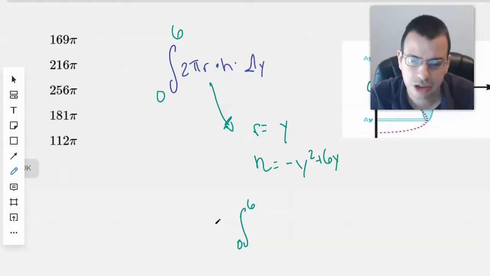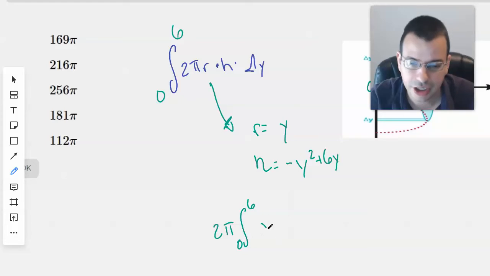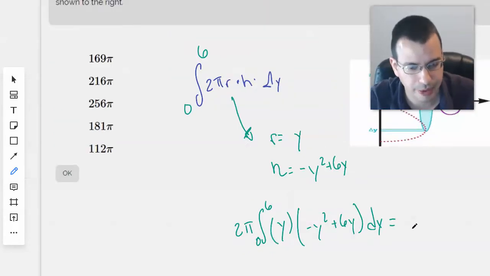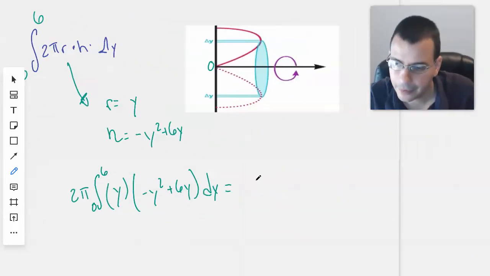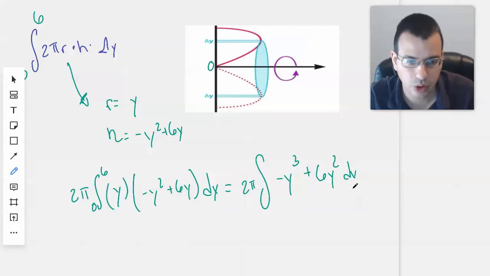0 to 6, move out the 2 pi because it's a constant, we can just pull that out. R is y, and then we have the height, which is negative y squared plus 6y, and then the delta y, as it becomes infinitely small, will become dy. Okay, so we still have the 2 pi, we have an integral, we have a negative y cubed plus 6y squared dy, which is fine. Now we can do the power rule.